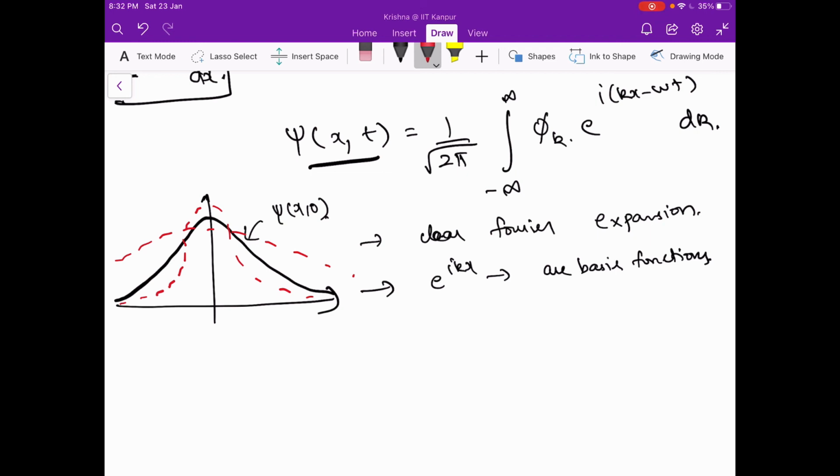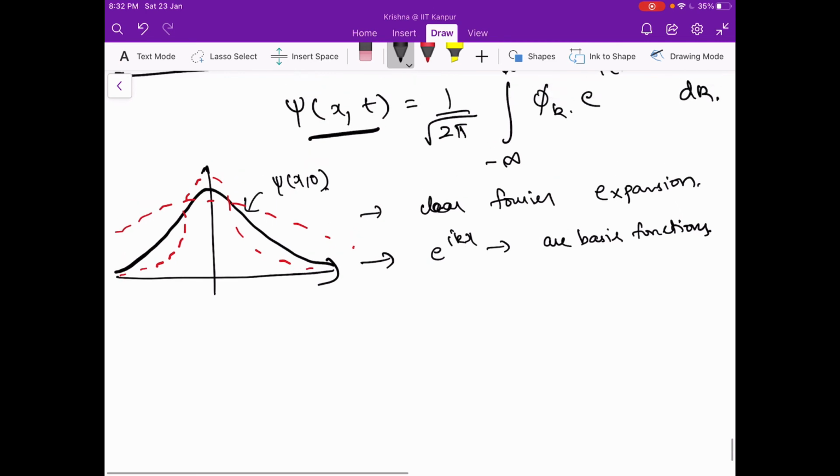How does the wave function progress as time progresses? This is the question that we are talking about. We know the initial state, and we want to see what happens at any time t. So this clearly tells us that the equation of motion for this should be first order, because we have only one initial condition. We should have only the first derivative in time.